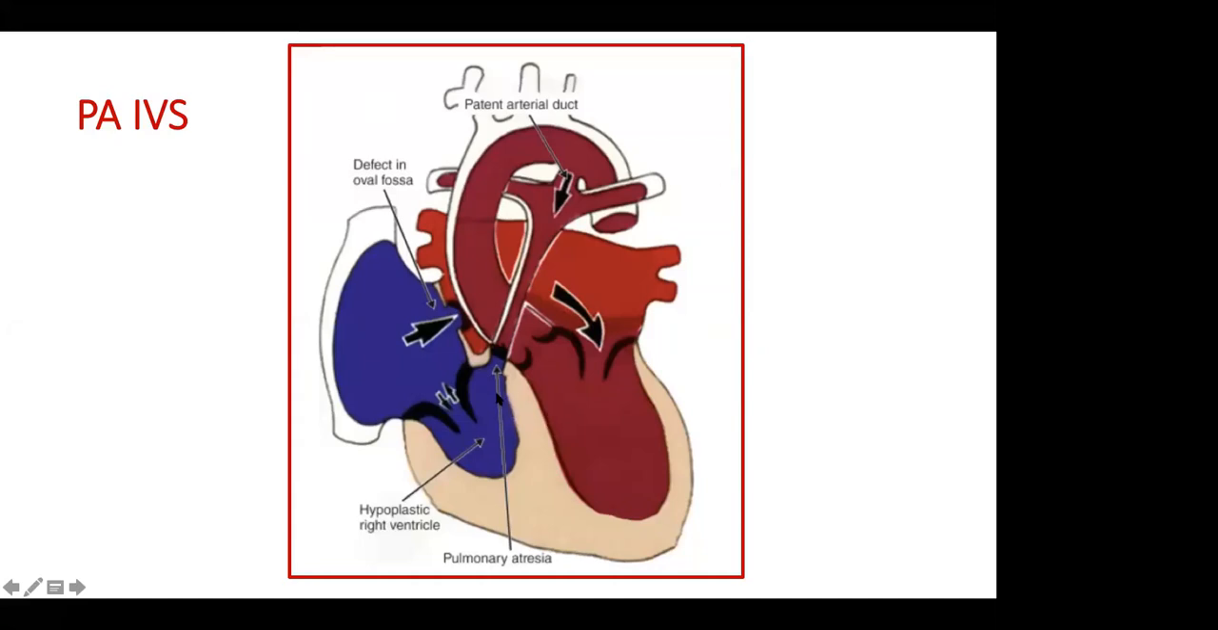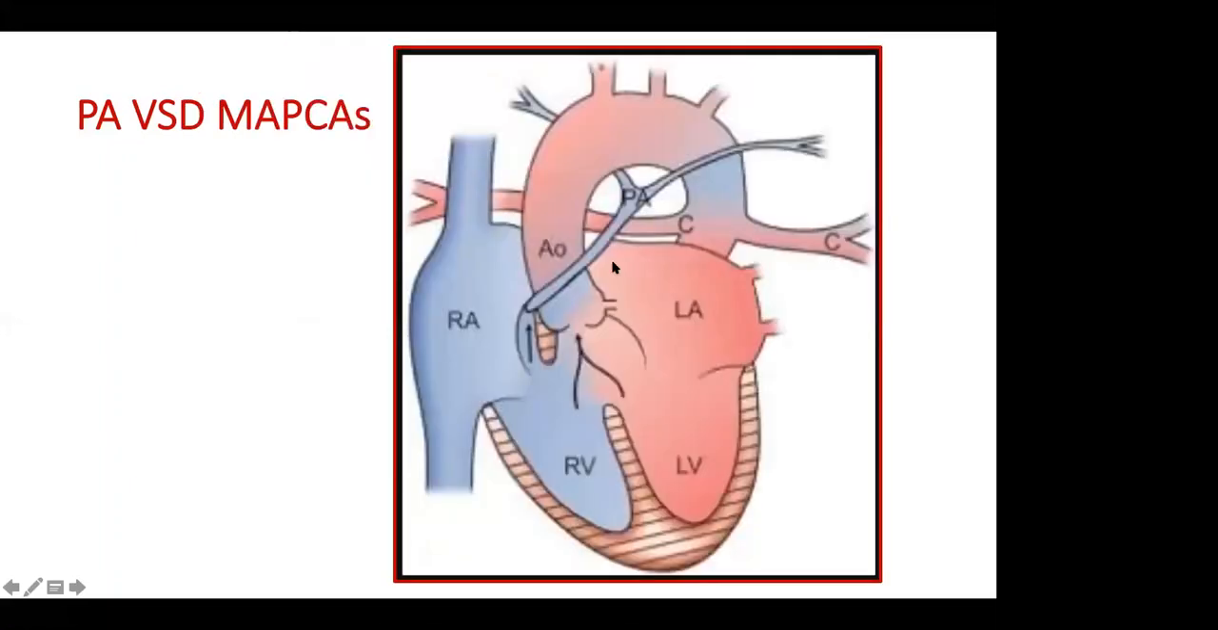RV-dependent coronary circulation. They are prone to ischemia and sudden cardiac death. The other type of pulmonary atresia is pulmonary atresia with VSD and MAPCAs, multiple aortopulmonary collaterals, where the pulmonary artery is small, the pulmonary valve is not formed, it's atretic, but there is a large VSD. So the blood comes from the tricuspid valve to the RV.